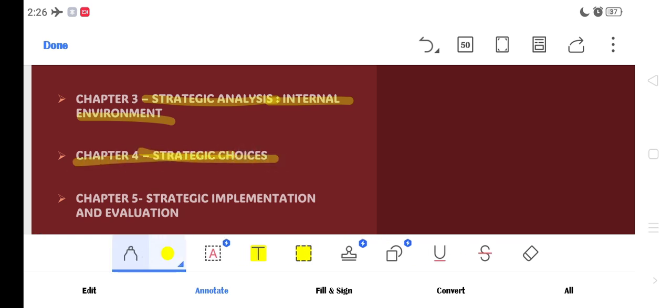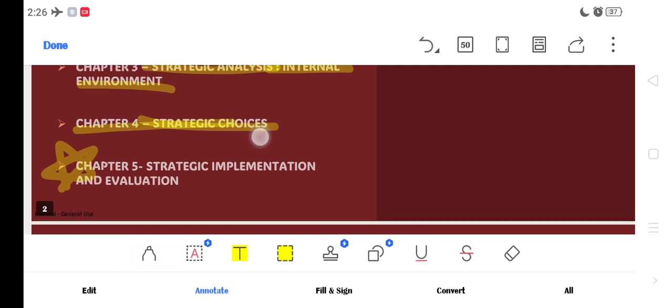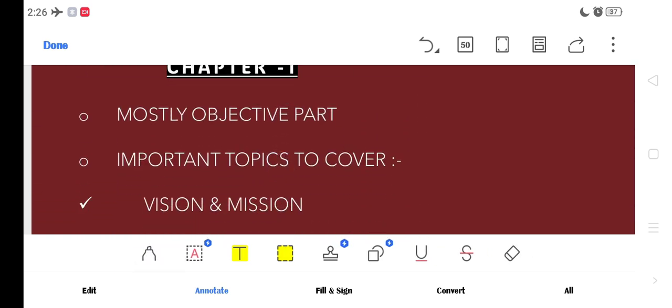And see here, guys, the fifth chapter, strategic implementation and evaluation, is a somewhat big chapter compared to all the remaining chapters. So this is really important. For the fifth chapter you need to be very focused, and you have to read each and everything from it without leaving anything. Okay, so that's what I can say. And from each chapter, what areas you need to focus on, I'm going to explain in this video.